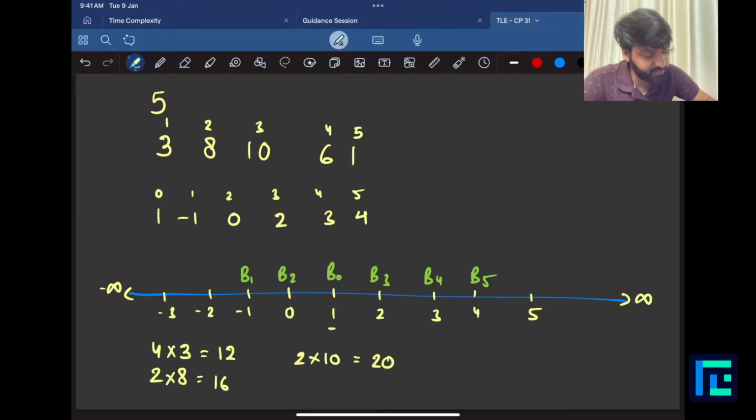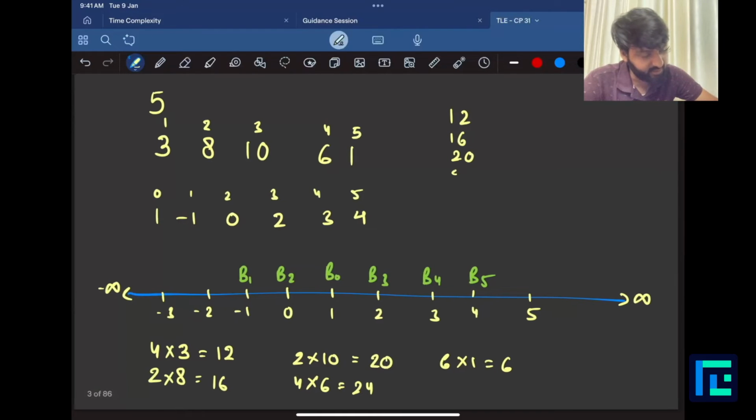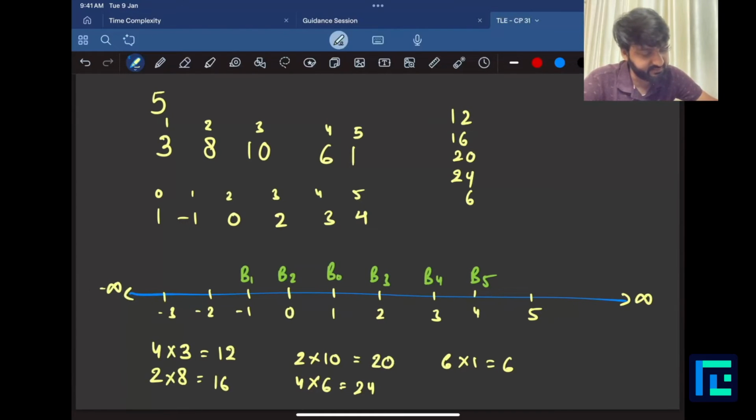Then for B4, this is a distance of 2, so the round trip takes 4 seconds. 4 into 6 visits is 24. And to B5, this takes 3 seconds, round trip is 6. 6 into 1 is 6. Let's add these: 12, 16, 20, 24, and 6. This gives you 78, and this is the answer.